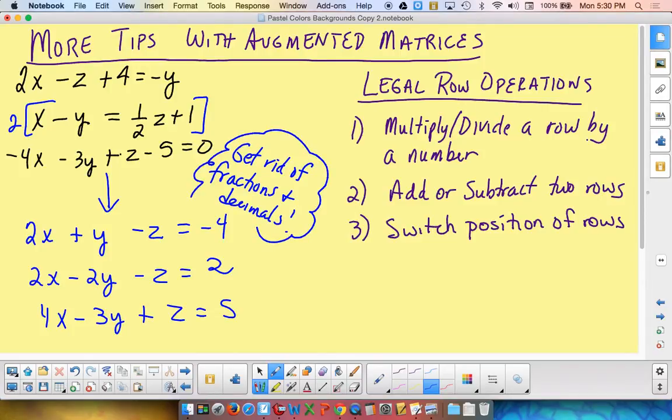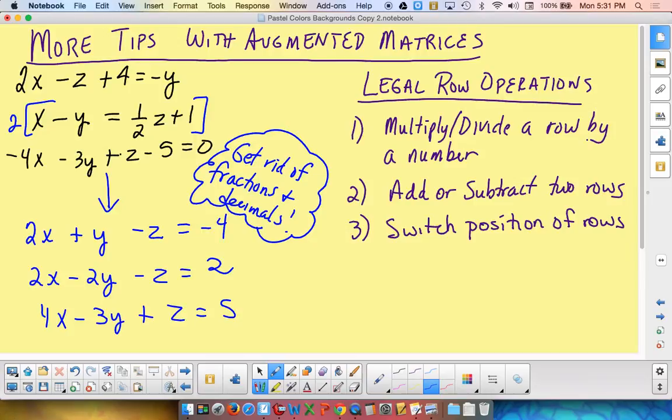Okay, the other thing over here is just a quick little summary about what you can legally do with row operations. You're allowed to multiply or divide a row by a number. So you can take the entire row times 2. You can divide the entire row by 5. You cannot add 3 to every number in the row. You cannot subtract 7 from every number in the row. That is illegal. You are allowed to add or subtract 2 rows to combine them in some way. We don't multiply 2 rows, so you won't take row 1 times row 3.